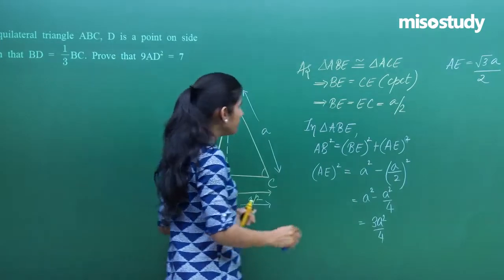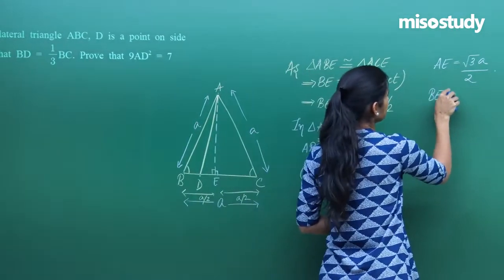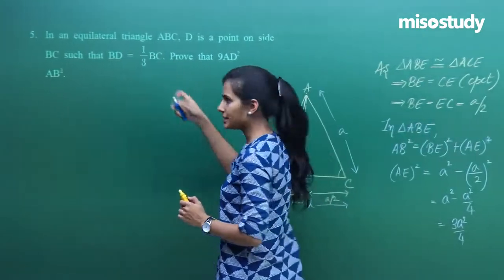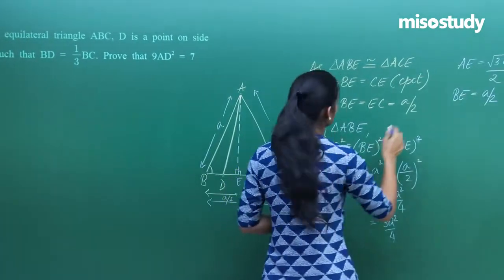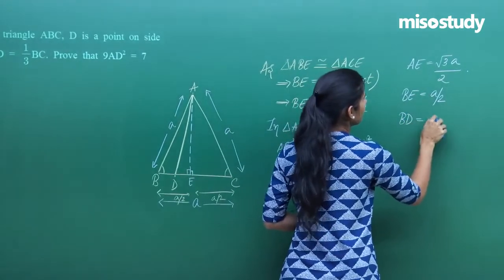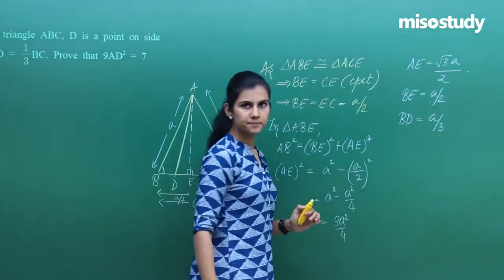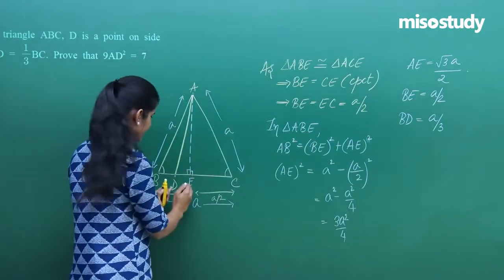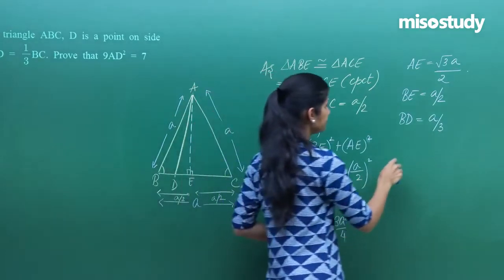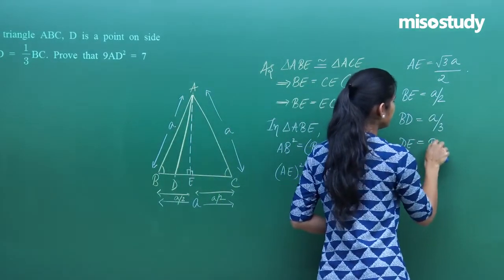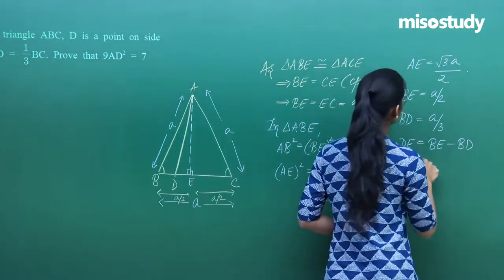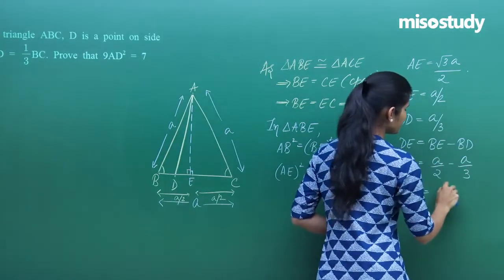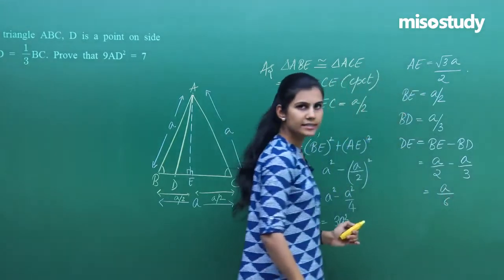Now BE is equal to A by 2. And it is given that BD is 1/3 of BC. BC's length is A, so BD is 1/3 of A, that is A by 3. BD you know, BE you know, so DE also you know. DE is BE minus BD, which is A by 2 minus A by 3. 3A minus 2A is A, LCM 6, so you get DE is A by 6.